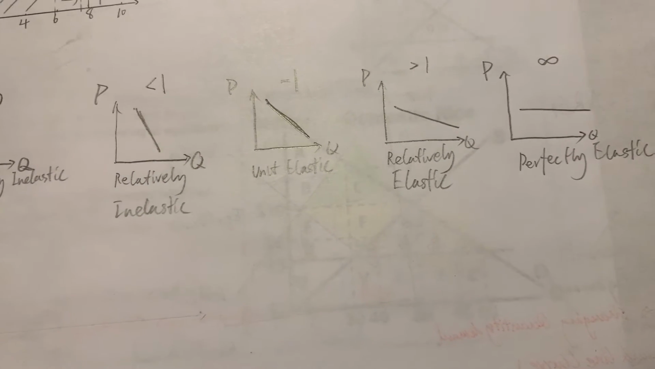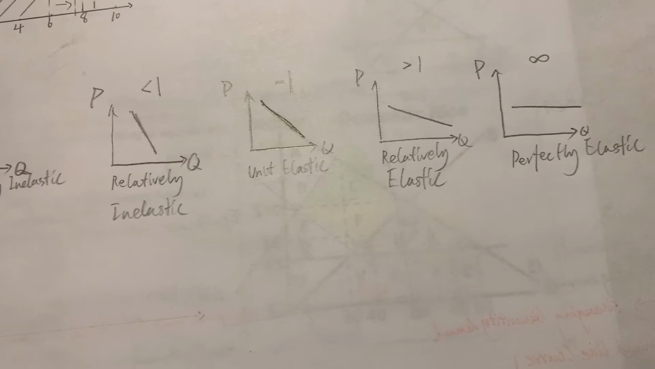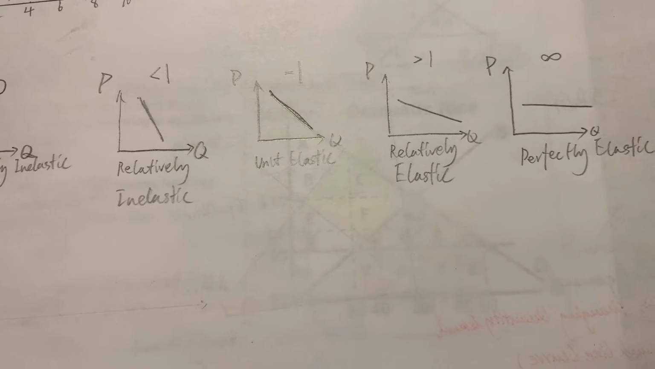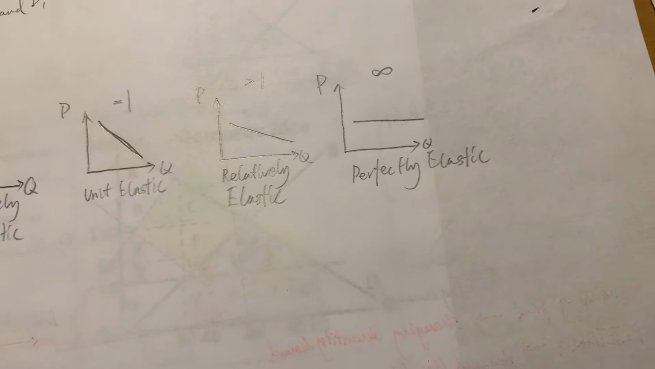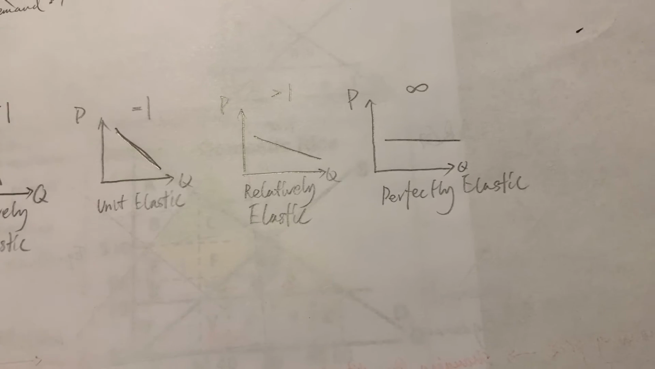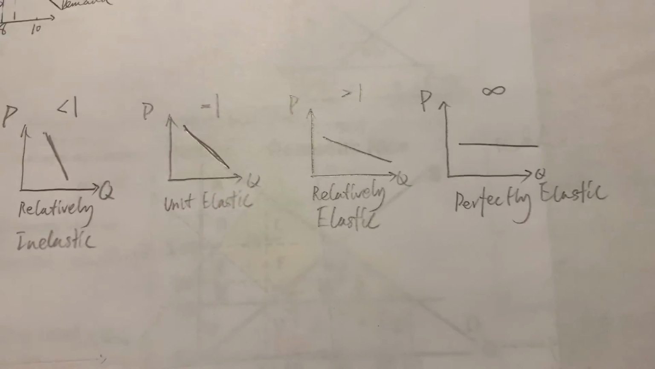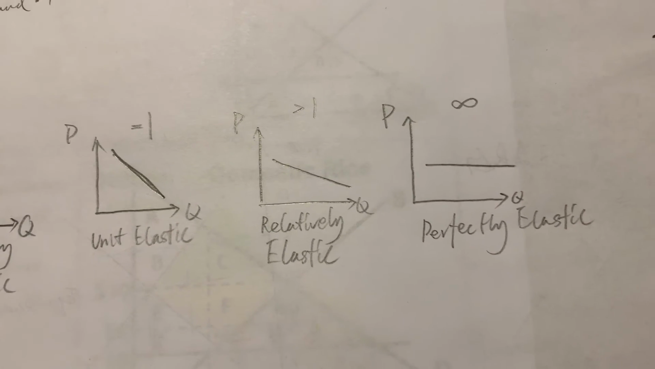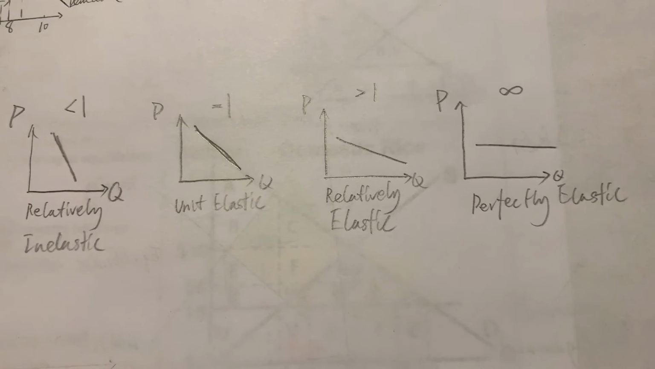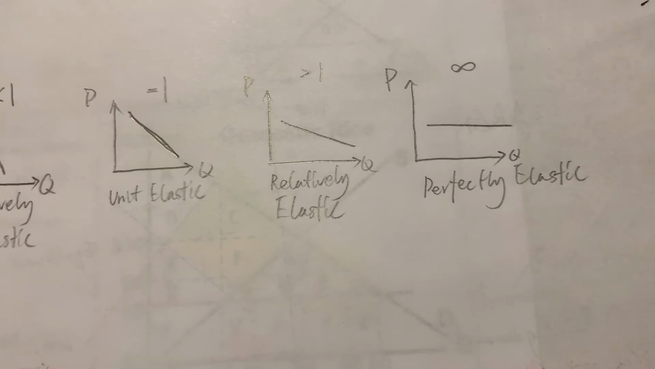For the third one, a change in price causes a change in quantity, and the slope is equal to 1, which is unit elastic. In the fourth one, as the price increases or decreases, the quantity becomes way larger or way smaller. That may cause the consumer to not buy it anymore, which refers to relatively elastic, or elastic.